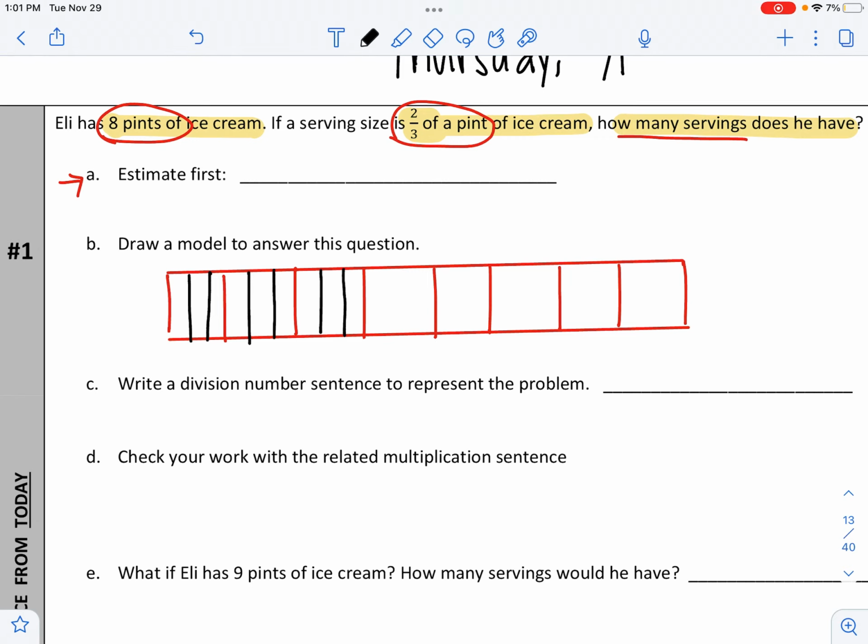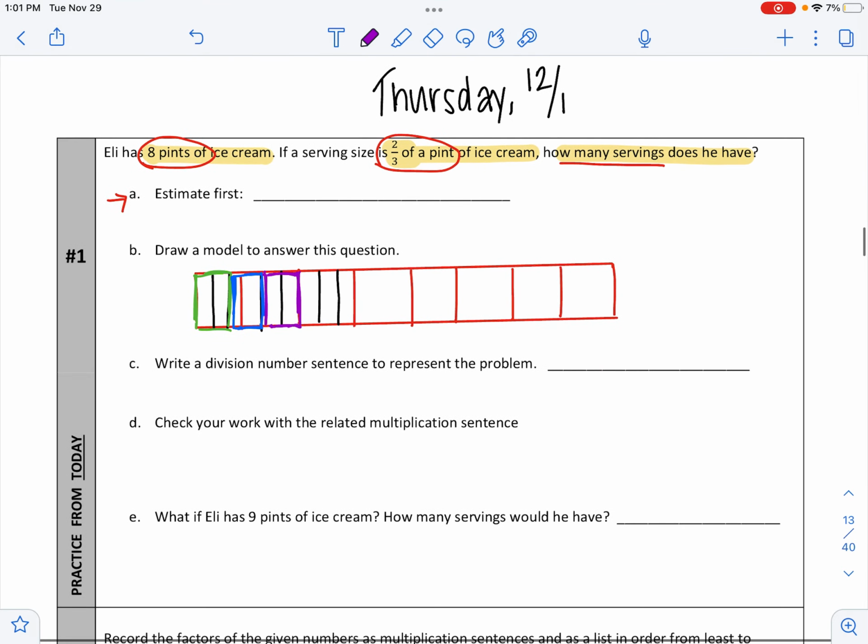I'm just going to do a little bit of it. And you know that a serving size of ice cream is every 2/3. And so we can start counting how many groups of 2/3 are in this tape diagram. Now, you'll be able to find the answer because you'll know how many servings of 2/3 are inside of 8 pints of ice cream.